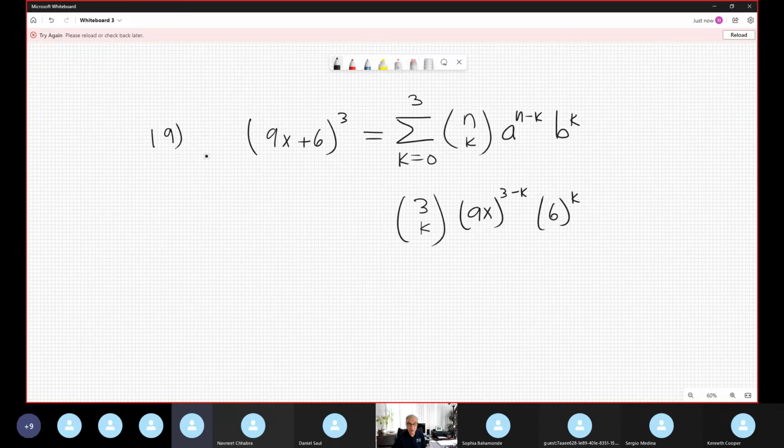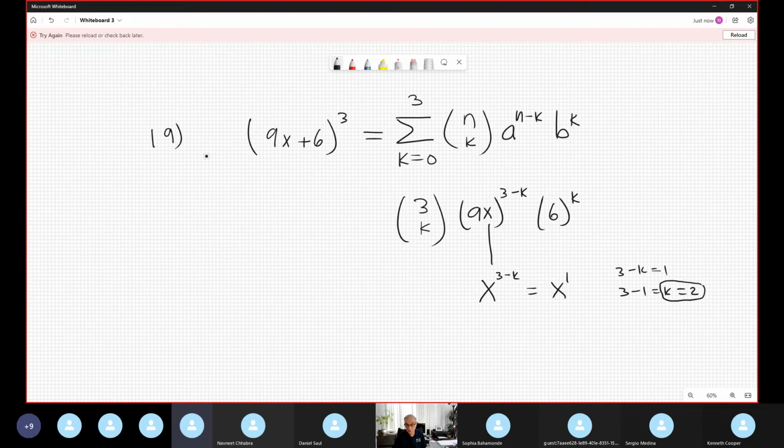Okay, now the important thing is the exponent. Well, actually, I focus in the x part. The exponent is 3 minus k, and this should be 1. Look, should be 1. Therefore, 3 minus k is 1. Therefore, k is 2. So 3 minus 1 equals k. K is 2.